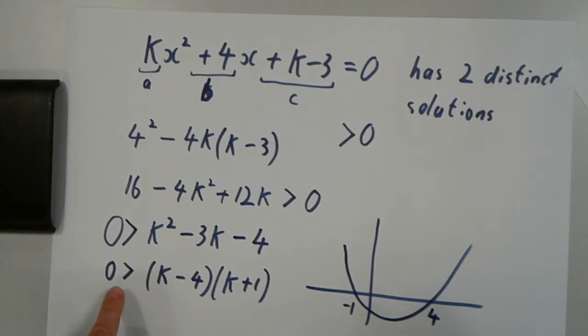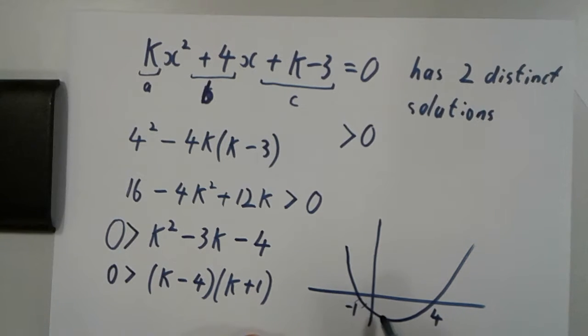Now all I need to do is look at this, and I'm interested in the set of values for which my quadratic is less than 0. So that's all of these values here. We notice it's below the x-axis. That is where the quadratic equals 0. Anything below that, it will be worth less than 0.